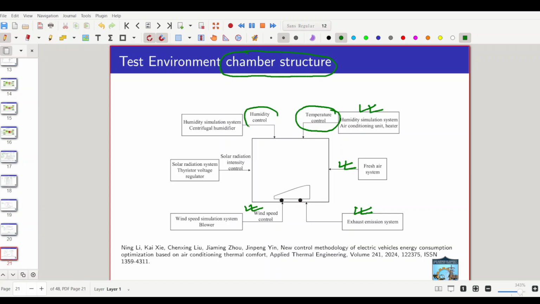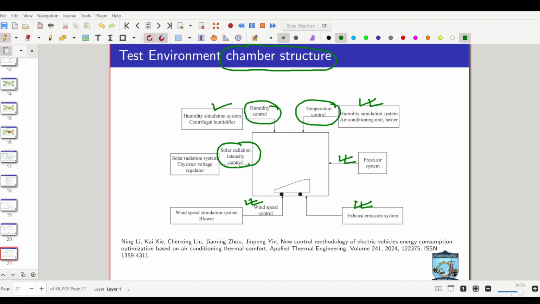And we have got humidity control, solar radiation intensity control, to control the heat, because the vehicle will be subjected to heat and solar radiation when it is traveling on the road. So all these things must be simulated so as to provide an accurate estimate of the energy efficiency of the vehicles.